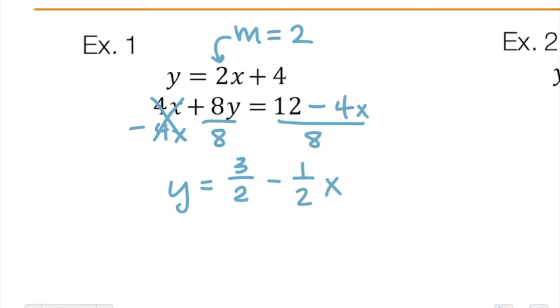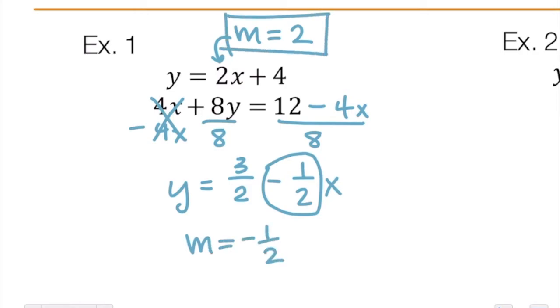Now, this is not written exactly in slope-intercept form. It's b plus mx, really. So you need to remember that the slope is always what's connected to the x value. So for the first line, we had a slope of 2. For the second line, we have a slope of negative 1/2. Remember, a slope of 2 could be 2 over 1.